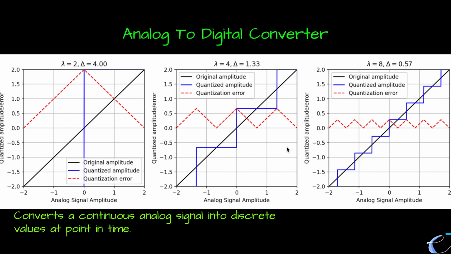Now the question is, why can't we just use more bits? That's because the more bits you use to describe the output, the more hardware that's needed, the more expensive it is, the more time it takes, and the more complex the circuitry is.